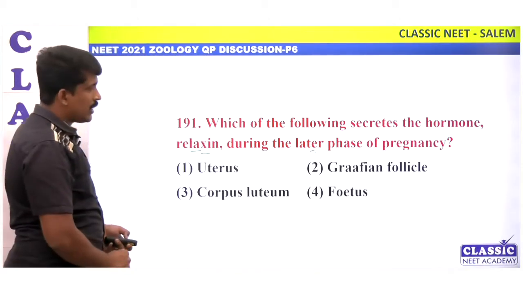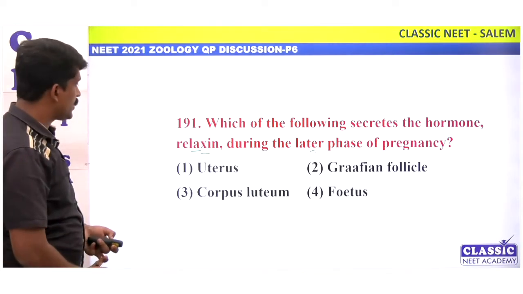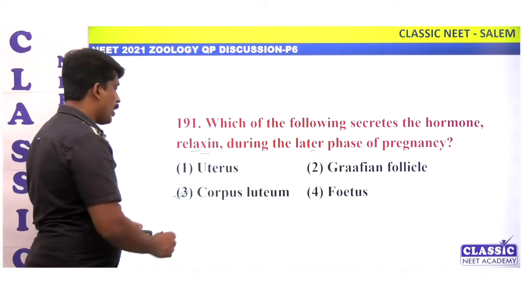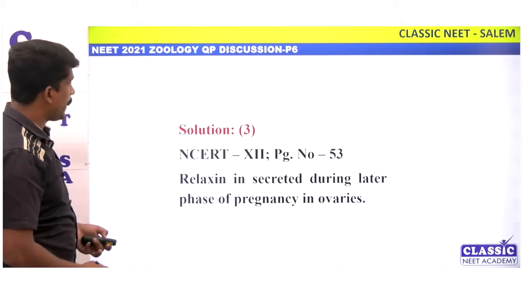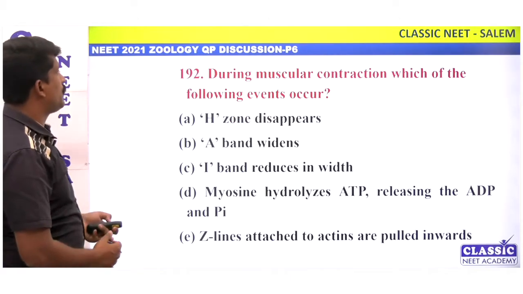Now, uterus, Graafian follicle, corpus luteum, fetus. Actually, it is from the ovary given in our NCERT. So we go with this third option, corpus luteum, which is a part of ovary. Yes, very good. During muscular contraction, which of the following events occur?